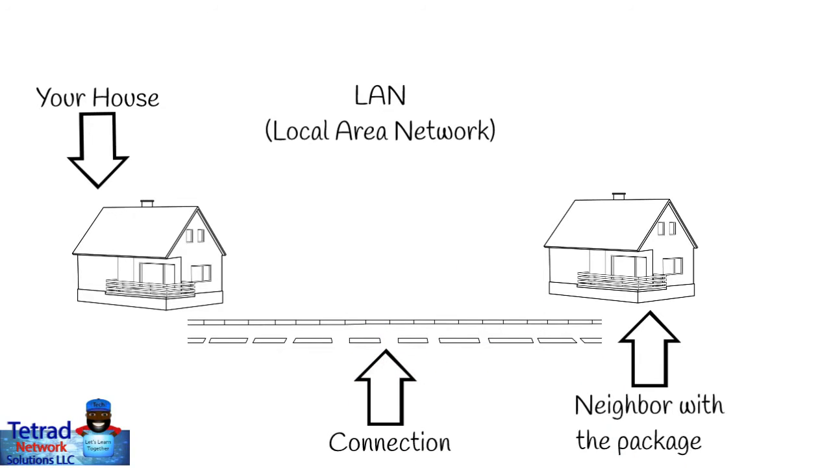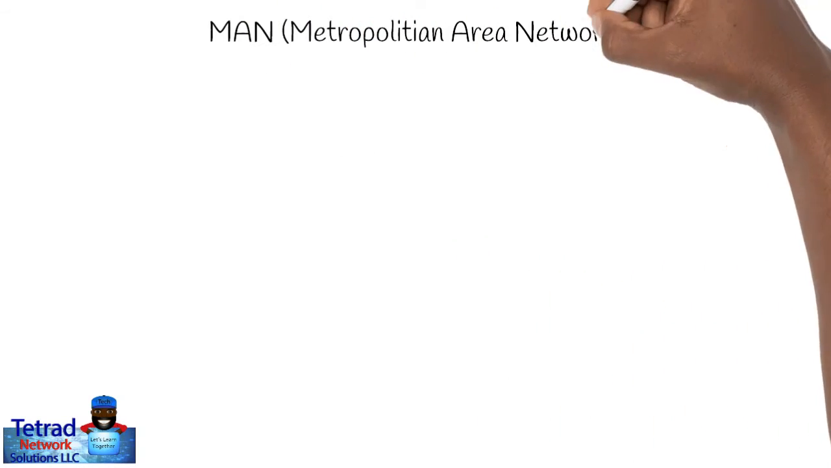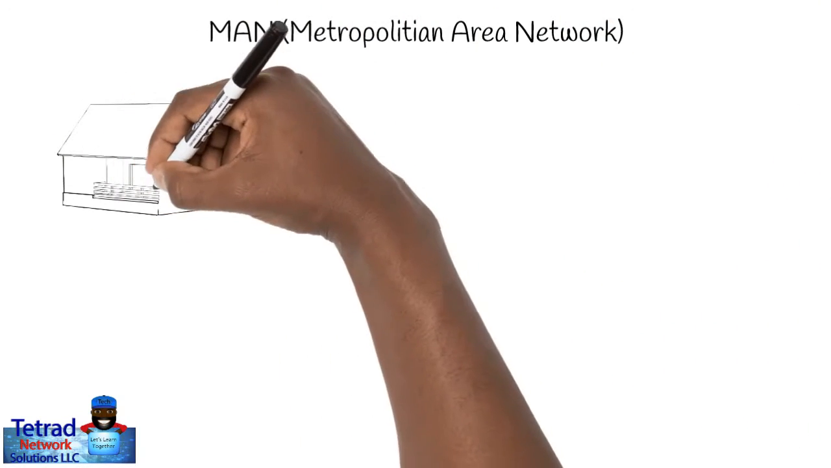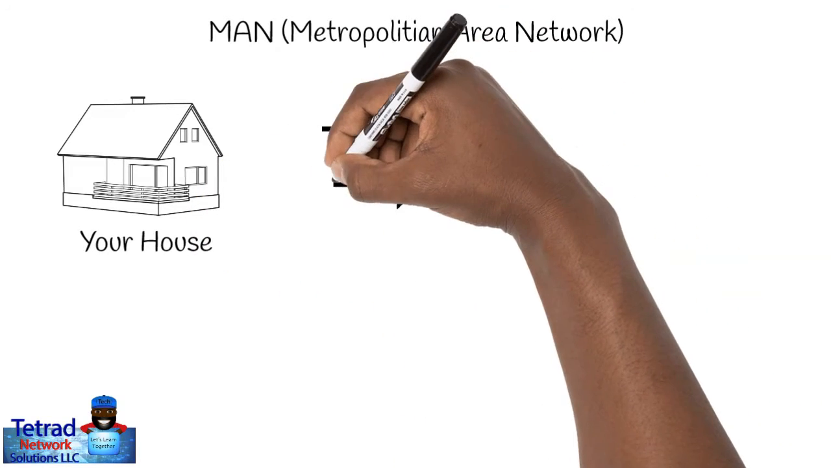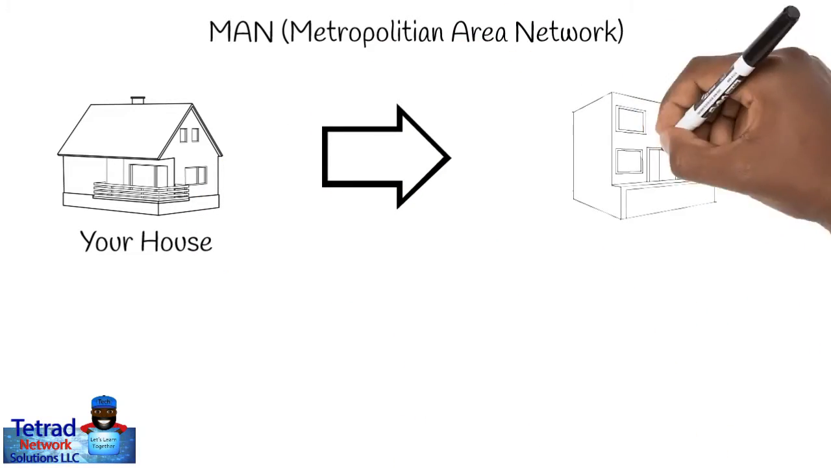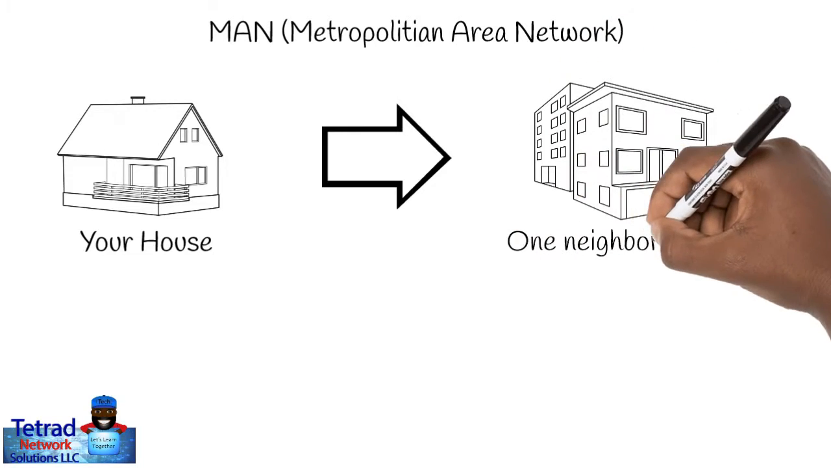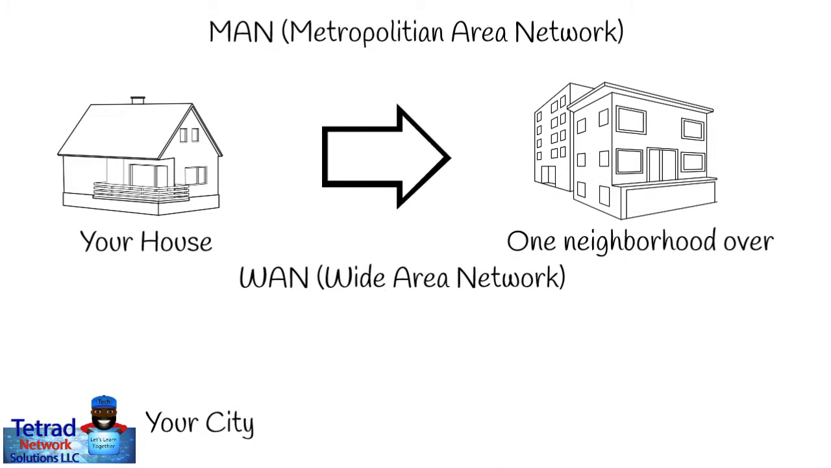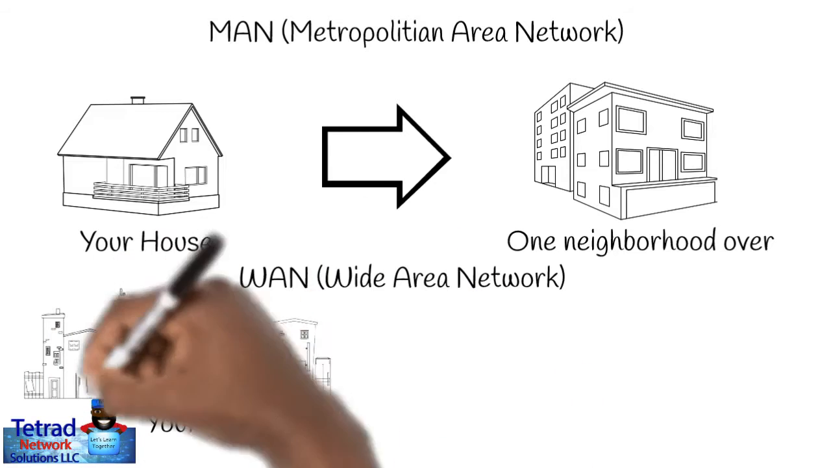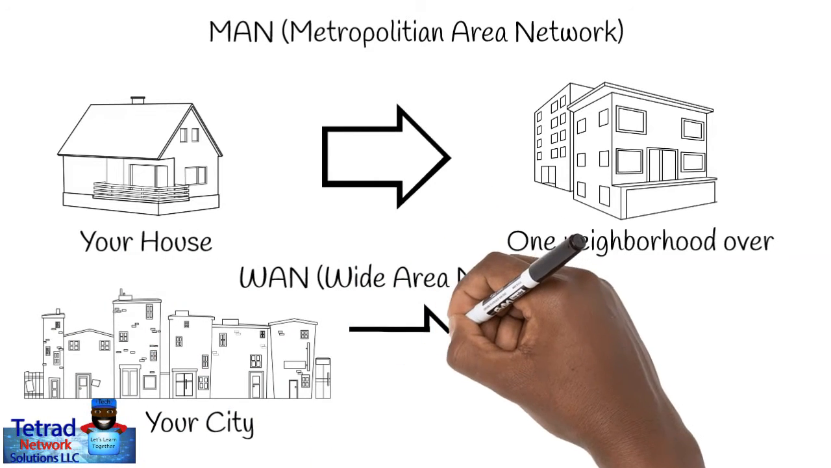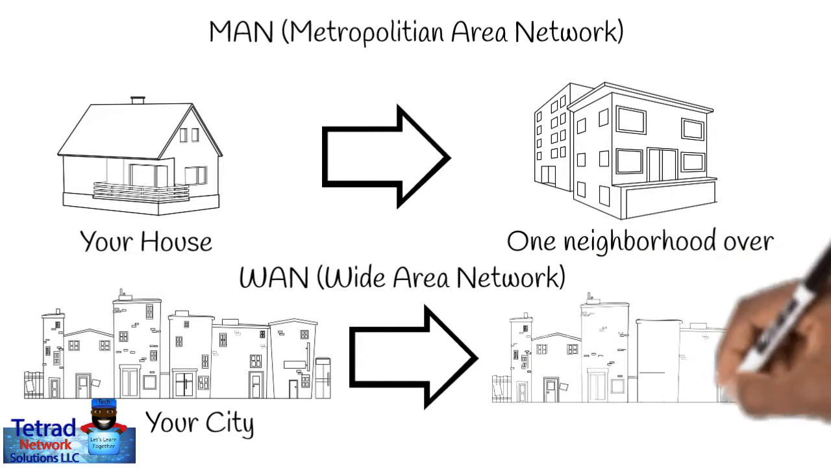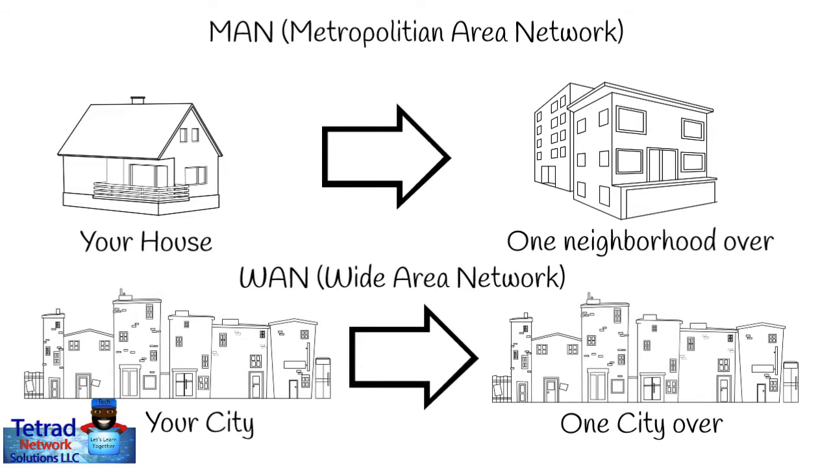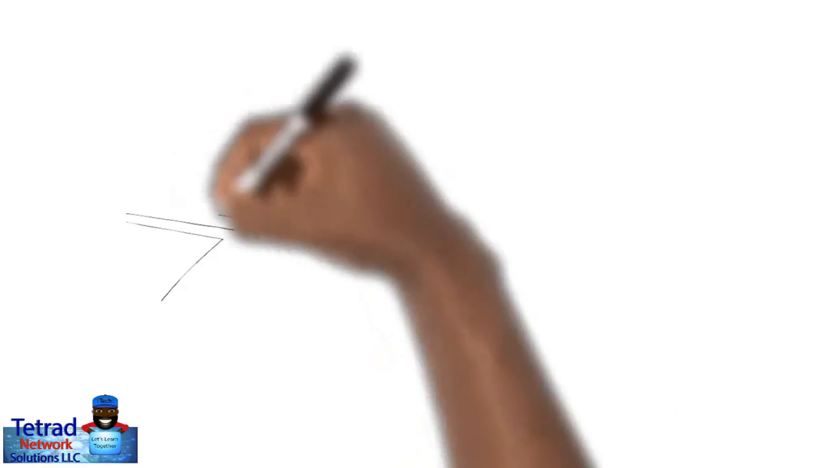But say, for example, your neighbor tells you, oh no, they shipped the package to some distributor center somewhere else in another neighborhood. Now you have to travel a little bit further. Because of that, you're looking at a MAN, or metropolitan area network, which is a little bit longer than a LAN setup. That's as if you're traveling to another neighborhood. But then if you get to the distribution center and they say, oh, we actually sent it back to another location, you may have to travel to another city. That's what is considered to be a WAN. Now you have to travel from your city to another city.